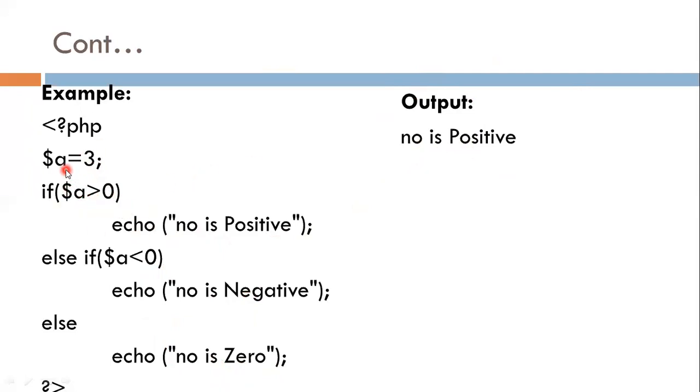If I write the value of variable a equal to 0, then the first condition is false. Then it passes to the next else if statement. Here again, 0 less than 0 condition is false. Then it passes to the next else. Here it directly executes the statement number is 0. So the output of this script will be number is 0.